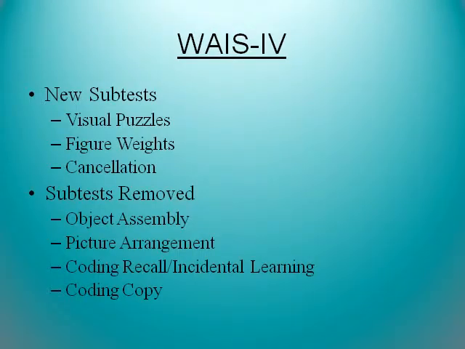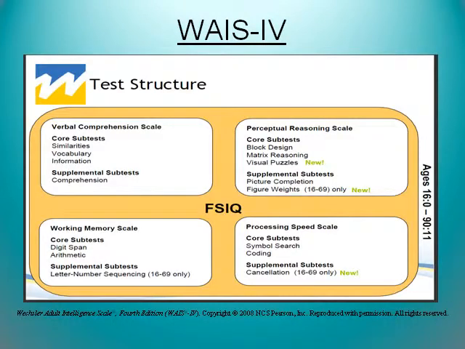The WAIS-4's new subtests include visual puzzles, figure weights, and cancellation. We're going to be talking about those three today, and I'm going to do a little demo for you. But the subtests that were removed include object assembly, picture arrangement, the coding recall and incidental learning, namely because I don't think anyone ever used that, and the coding copy, same thing. So this is the breakdown of all of the subtests.